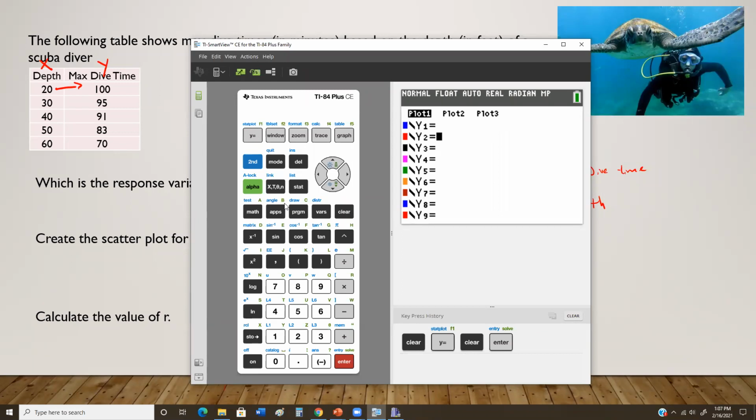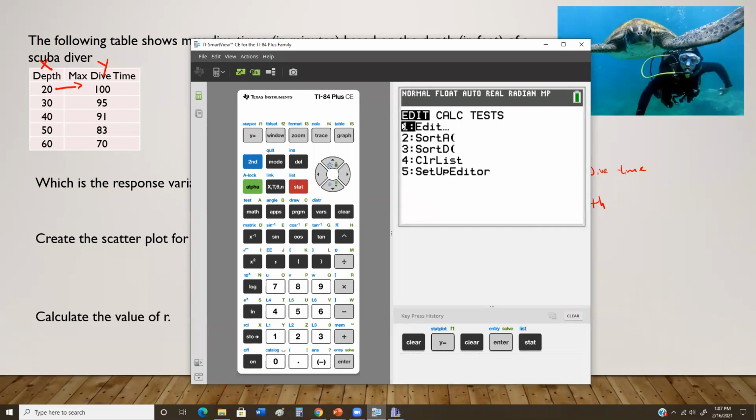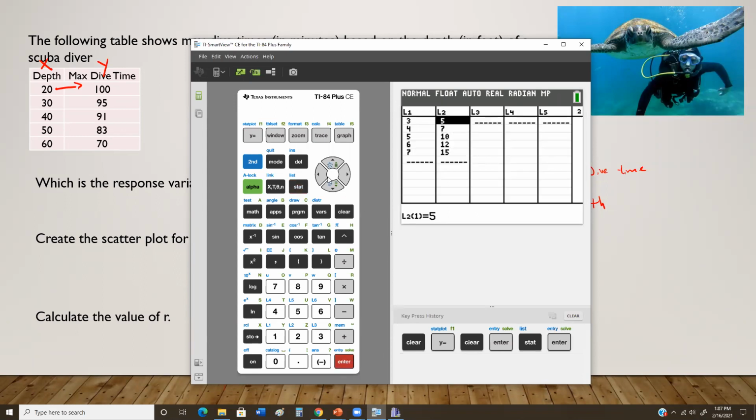So then the next thing I need to do is input my data in my calculator. All right. So to do that, I'm going to hit the stat button. Okay. So everybody hit the stat button. And under number one, you want to edit the list, okay? And if you have previous data in here, you have to clear it out, okay?